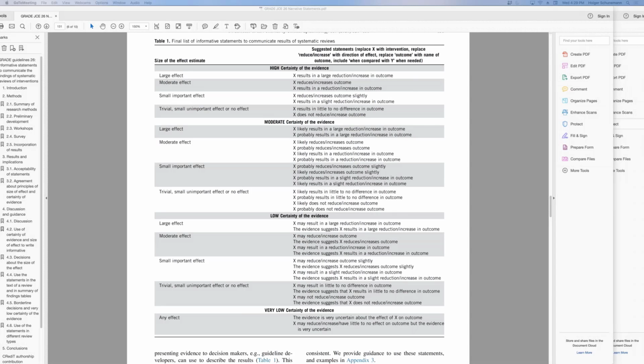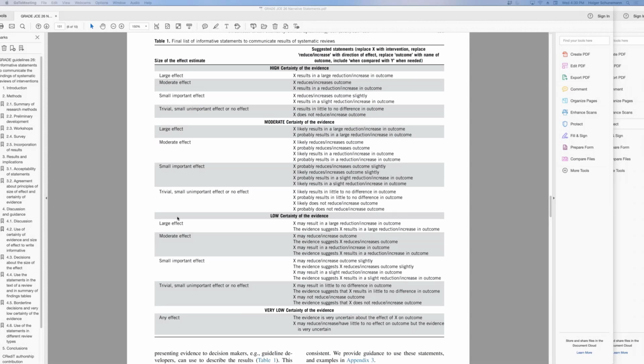They wanted to say whether it was actually a large effect, or an important moderate effect, or an effect that was quite small, and then there was just no effect. So we tried doing it with just one threshold, and it didn't seem to work, because people who were doing systematic reviews wanted to communicate the size of that effect.